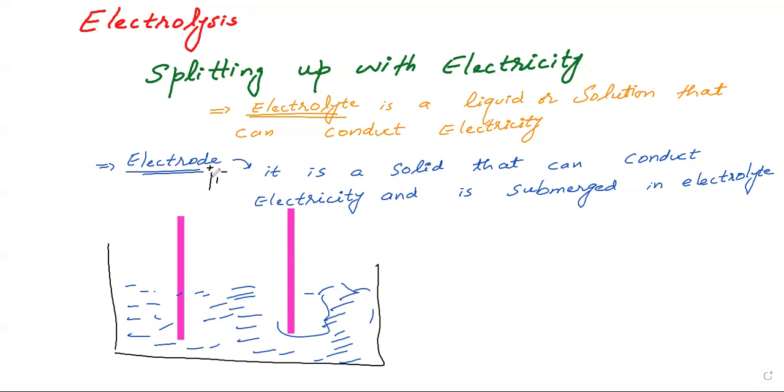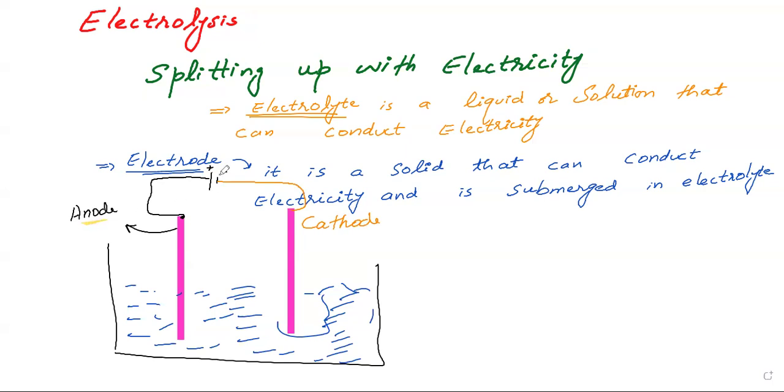The positive terminal of the battery is connected with this electrode. Guys, remember, the electrode connected to the positive terminal of the battery is termed the anode, and the negative terminal of the battery is connected with another electrode, which is termed the cathode. So there are two electrodes: one is the anode, the other is the cathode.